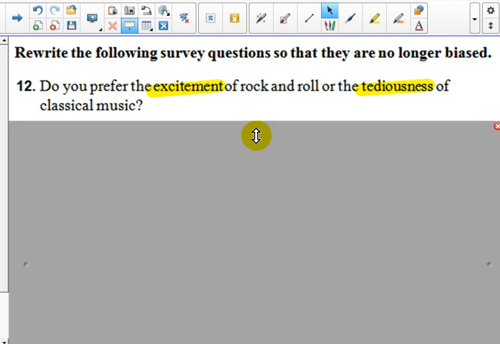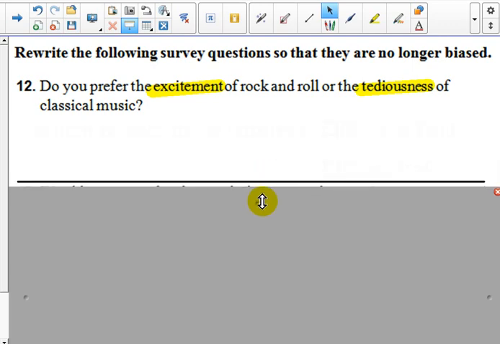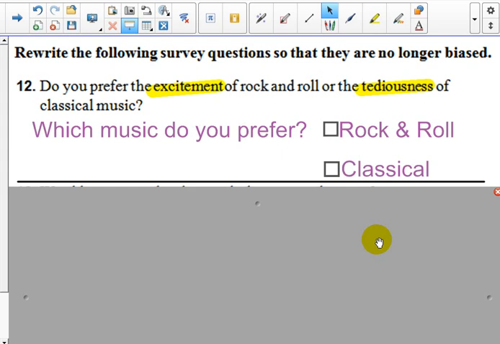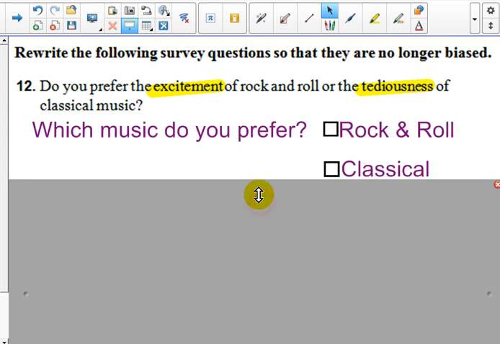But they are loaded because they're already giving you an idea of what to think. So how can you rewrite that? Would you like, do you prefer the sound of rock or... yeah, that's exactly what I did. Which music do you prefer? And then check one or both, rock and roll, classical. Good. Ashton, you're on fire, baby.